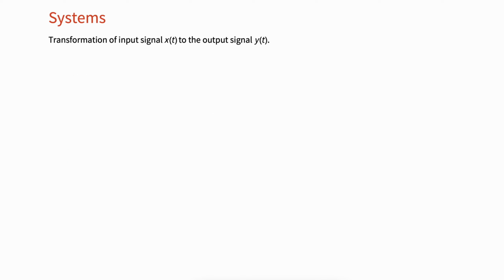Systems are defined as a transformation of the input signal to the output signal. You can think of a system as a black box that takes the input signal x of t and returns the output signal y of t. In discrete time, it will be the same. The input and output signals will be x of n and y of n.